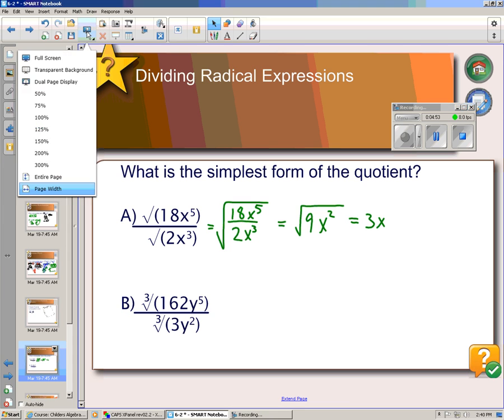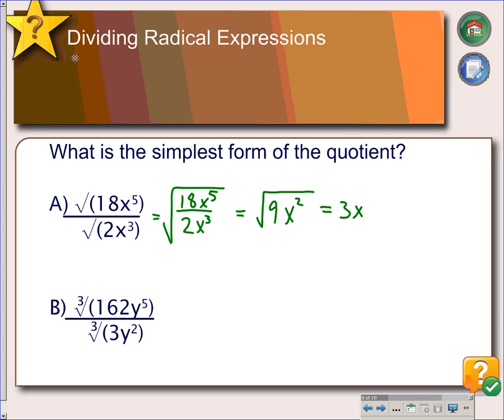In our second example, we're going to do the division first. So the cube root of 162 divided by 3 is going to be 54. Y to the fifth divided by y squared, subtracting exponents leaves us with y cubed.